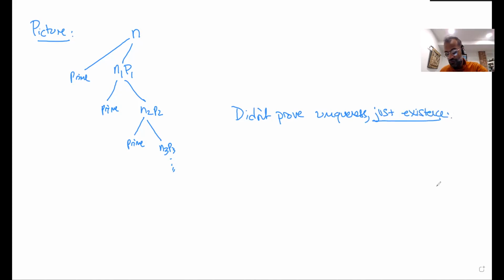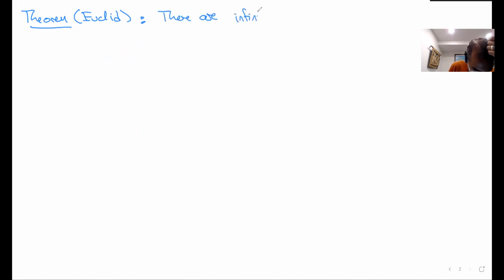Okay. So there is one more cool thing we can prove with this lemma, which I might as well show you since it's so beautiful. This is a theorem due to Euclid, which simply says there are infinitely many prime numbers. Let's see how this follows from the lemma.